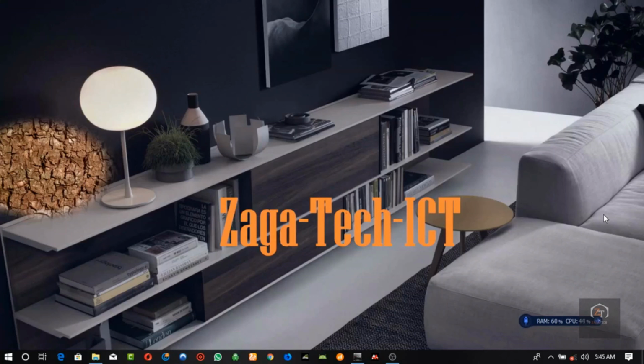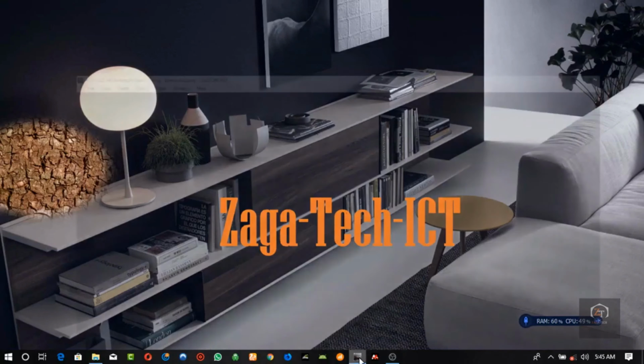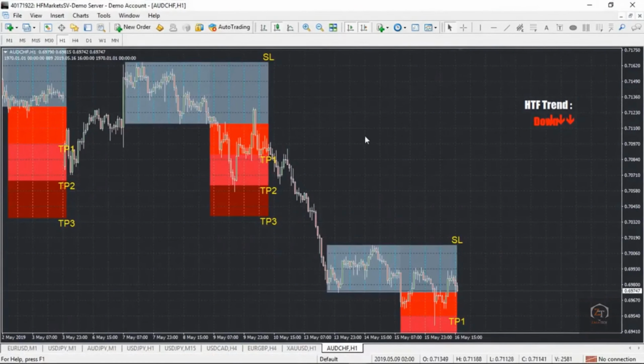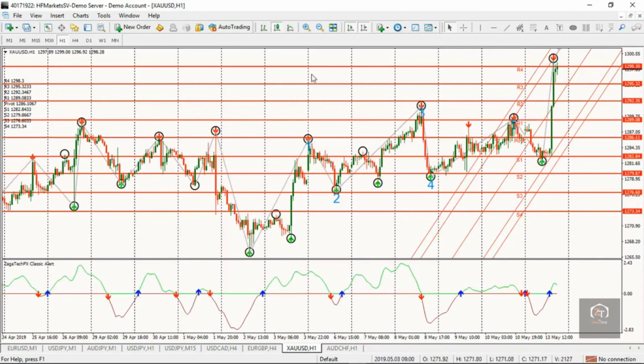Before that, let me do a little review of the former indicator I did a video on. So without further ado, let's get started. This indicator I'm talking about, I'll still talk about it now. In my past videos I did earlier, I talked about this indicator.